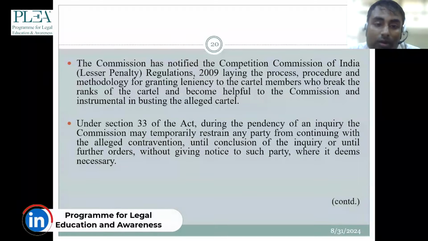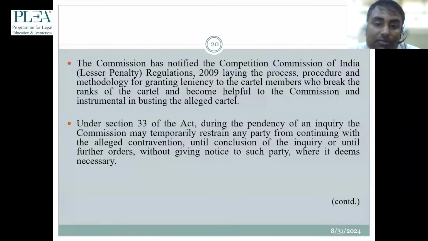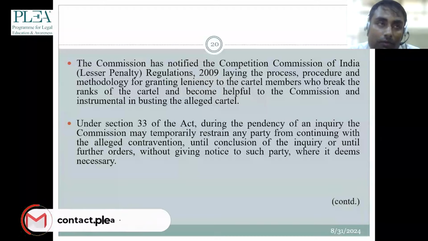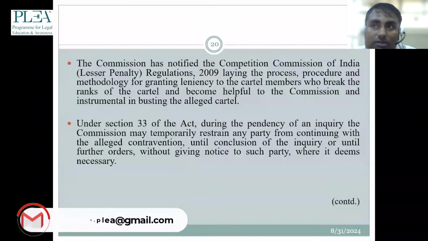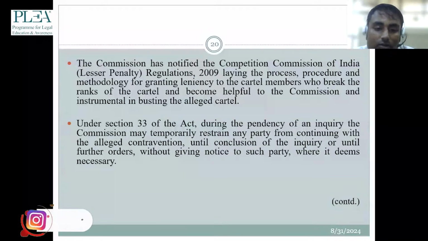So that will not be applicable, because there are always some exceptions, and the fundamental right of freedom of trade and business is not always acceptable in such cases. So that has been given under section 33.